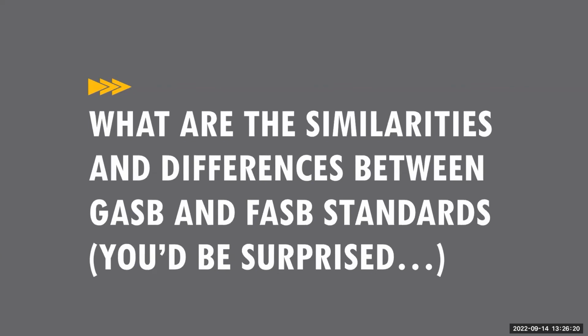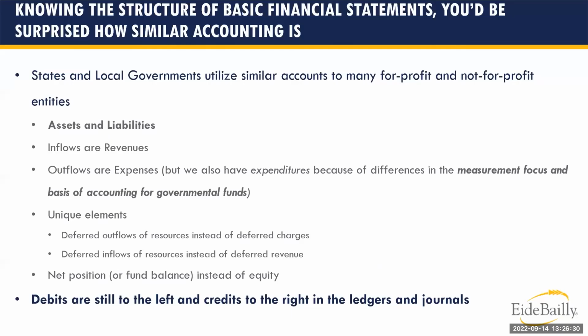But you'd be surprised how similar they are, even though one's for the gas station or the church, and one is for your state local government. Both GASB and FASB have assets and liabilities. For GASB, inflows are revenues, outflows are expenses or expenditures. Kind of sounds like the gas station. Both use full accrual. Kind of similar there. We kind of learned that in Accounting 101.